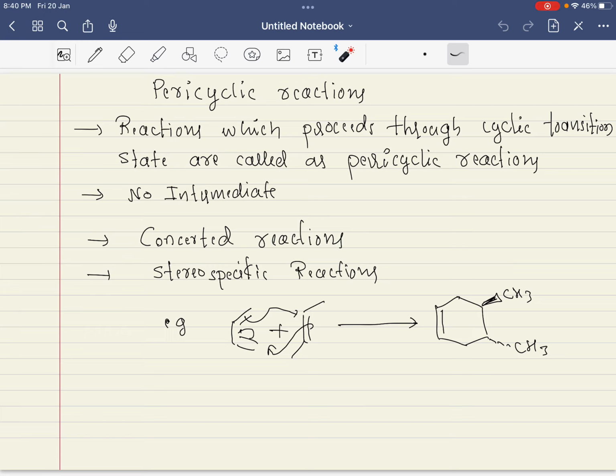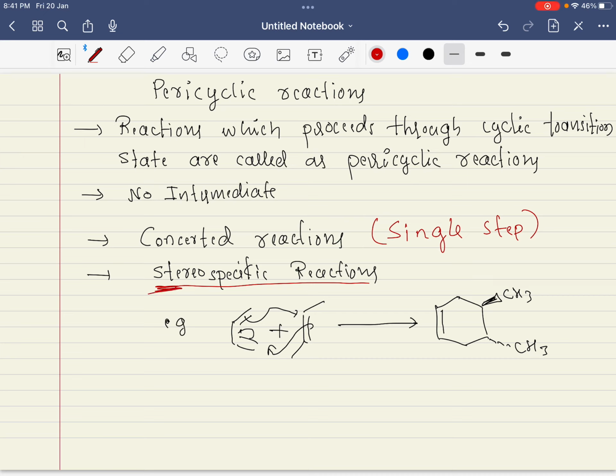Next thing is, these are concerted reactions. Concerted reaction means these are single step reactions. These are also called stereospecific reactions. Pericyclic reactions are stereospecific reactions.